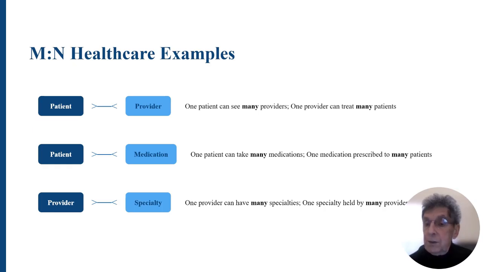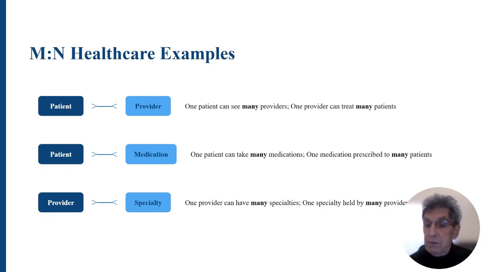Student to course. A classic example from academia. One student takes many courses. One course has many students. A many-to-many relationship. And finally, patient to allergy. One patient can have multiple allergies, and one allergen, like penicillin, for instance, can affect many patients. So you have a many-to-many relationship.